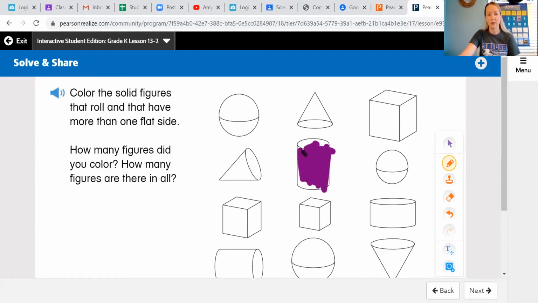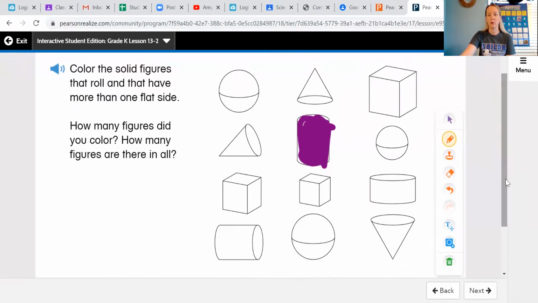Your coloring will be better than mine. So this is hard to use. All right, let's go over here to the sphere. If we didn't color this sphere, can we color this sphere? Nope, it can roll, but it does not have more than one flat side. Oh, here's another cube. If we didn't color this cube, we won't color this cube. Here's another cube. Can we color that cube? Nope, cubes cannot roll. Ooh, look at this. What shape do you think this is?